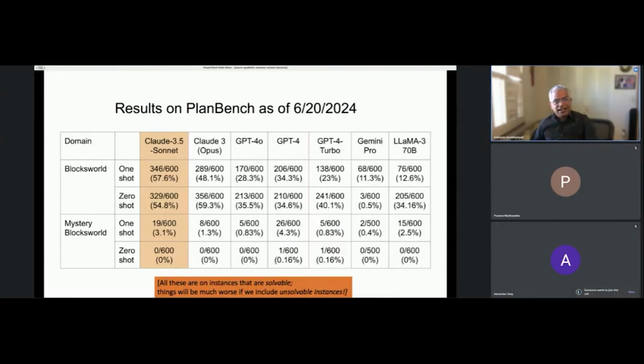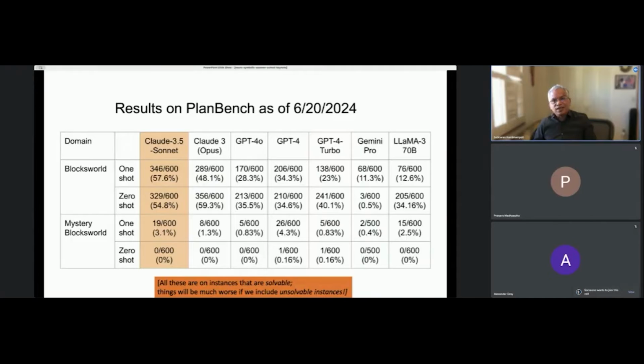And here is the killer about the current state of the art in planning with these LLMs. This is with Claude 3.5, Claude 3, GPT-4o, GPT-4, GPT-4 Turbo. This is as of June 20th. In fact, yesterday, Karthik was telling me that he also ran it with the most recent Claude, but I forgot to get those results in. You notice that in blocks world, which is very simple, with about 500 problems, all of them are actually solvable instances. They're not unsolvable ones; on unsolvable ones, LLMs do much worse. Even on solvable instances, they're not anywhere near 100%.